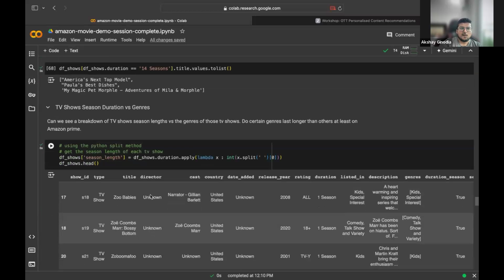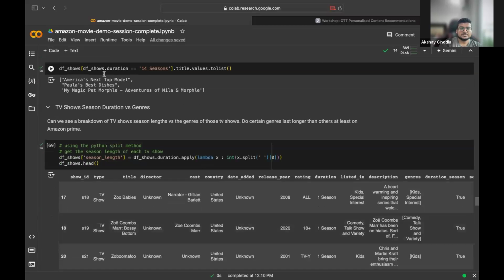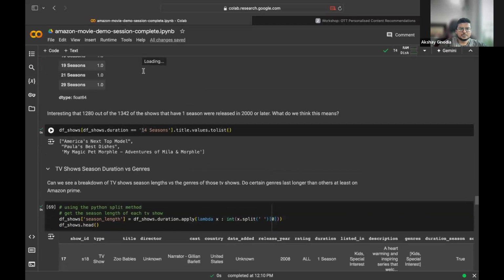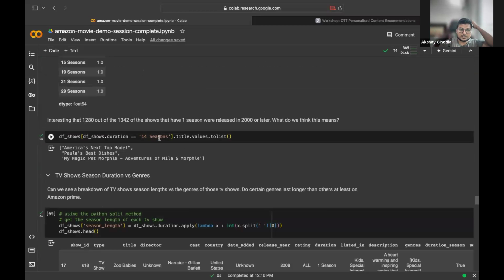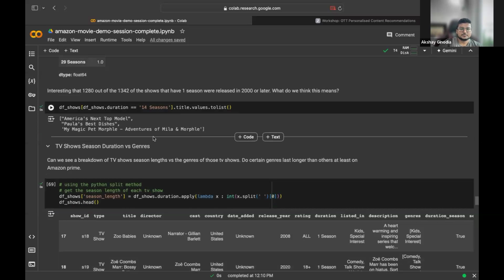So if I want to look at things like what are the 14-season shows that I have, I had three shows which have 14 seasons. These were the three shows: America's Next Top Model, Paula's Best Dishes, and My Magic Pet Murphy. So I'm filtering the data frame, looking at the title, and making that into a list.